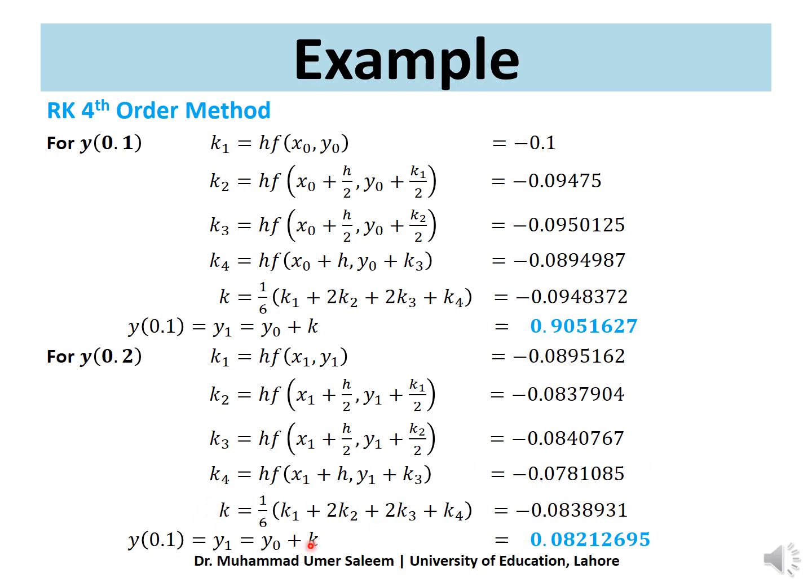So y at point, it's wrong here, it should be y2, which is equal to y1 plus K. So this value is written fine, but here is some type of mistake. It should be y2 equals y1 plus K. So this is equal to 0.0821269. So this is the value of y at point 2.